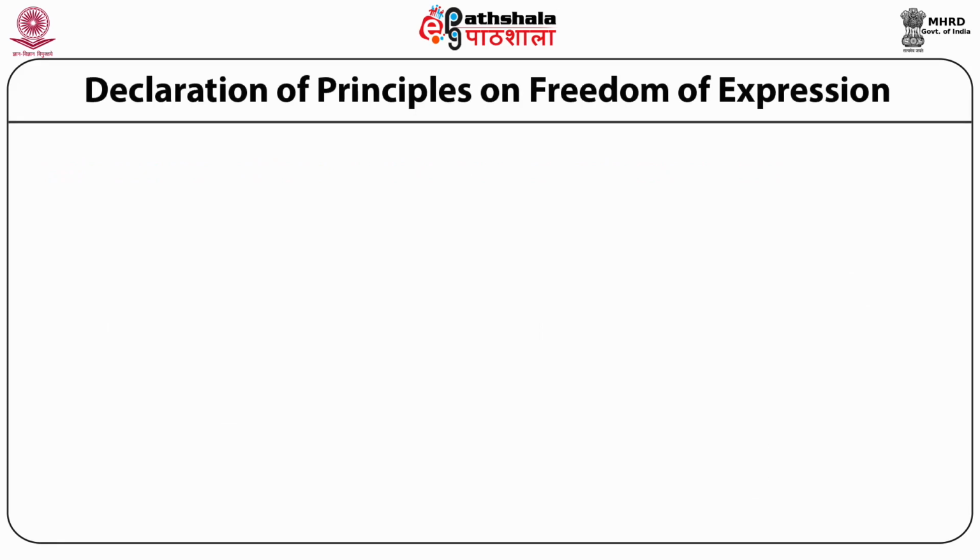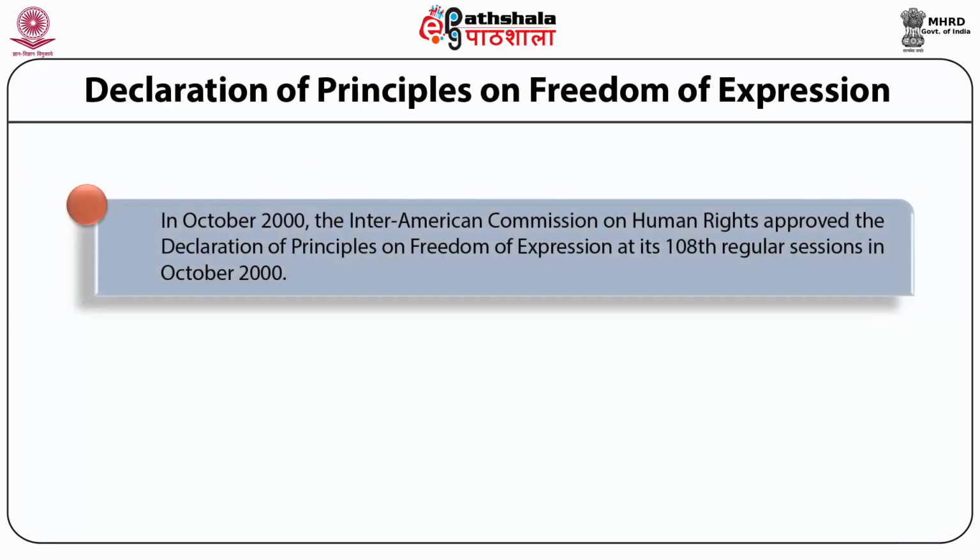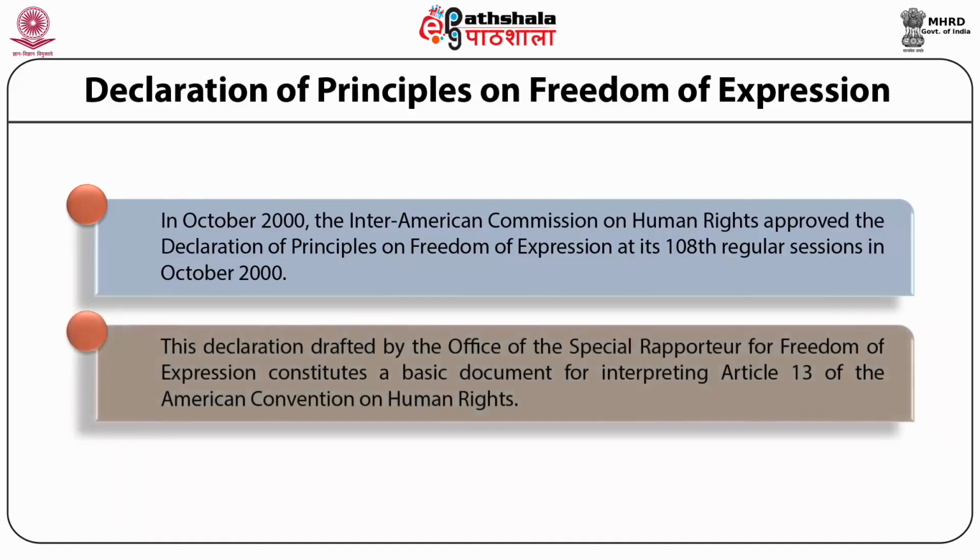Now, we come to a landmark instrument known as the Declaration of Principles on Freedom of Expression. In October 2000, the Inter-American Commission on Human Rights, essentially the body that oversees the implementation of the ACHR, approved the Declaration of Principles on Freedom of Expression at its 10th regular session in October 2000. This declaration, drafted by the Office of the Special Rapporteur for Freedom of Expression, constitutes a basic document for interpreting Article 13 of the ACHR. So this is a document that is used to implement the scope, the ambit of Article 13 of the ACHR.